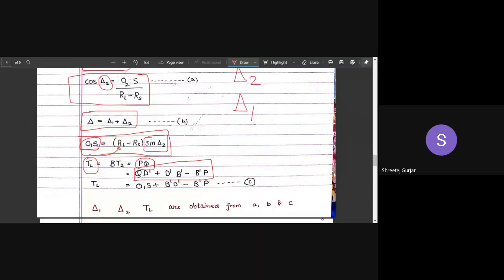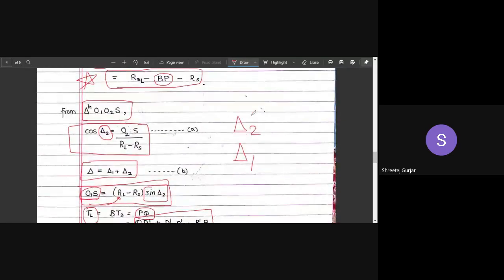This last part I will cover in the next class. The last part we are left with is the calculation of TL. We have calculated delta 1, delta 2. We are left with TL. This particular thing we will do in the next class. You can give your attendance. If you have any doubt, please let me know. I will explain this particular thing again if you want.